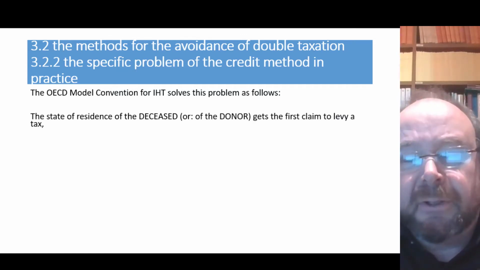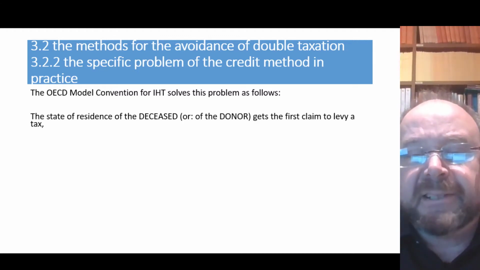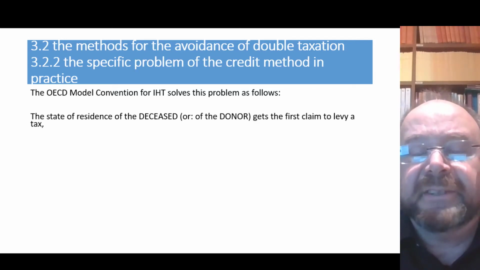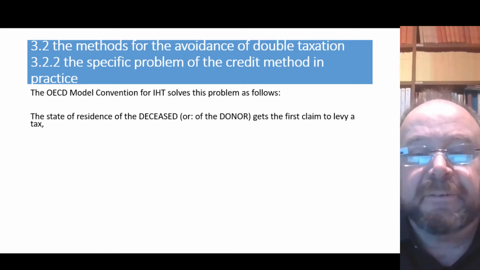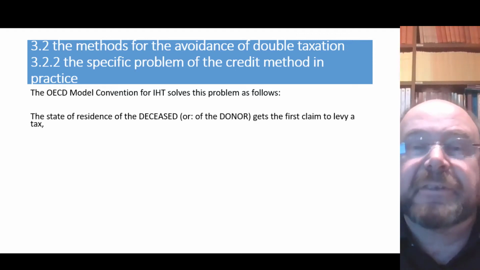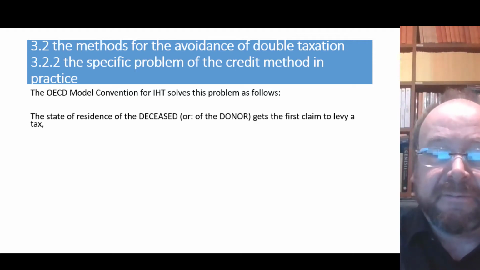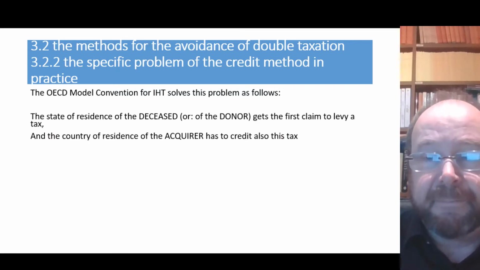The OECD Model Convention for Inheritance Tax sees the problem as follows. They say the state of residence of the deceased or the state of the donor, so where the property is first and then is given away, gets the first claim to levy a tax after the source state, naturally. The country of residence of the acquirer has to credit this tax too.